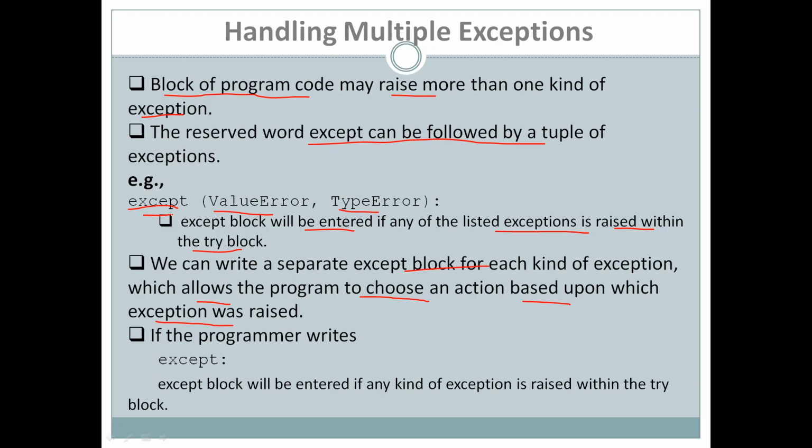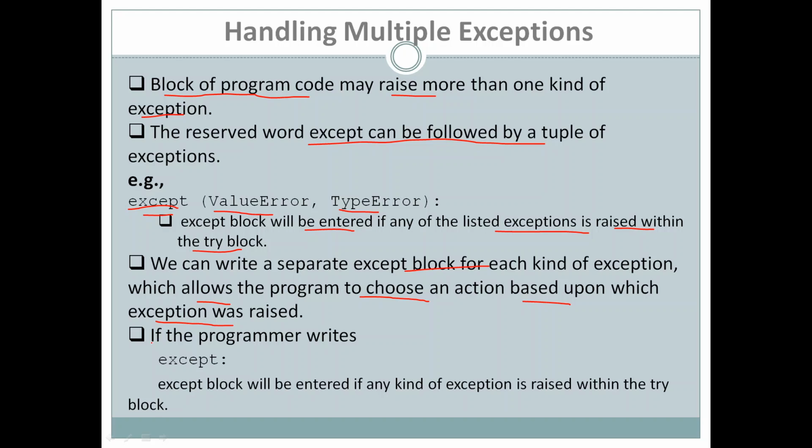Like in Java, we can include multiple catch blocks. In a similar way, in Python we can include multiple except blocks. Every except will handle a particular type of exception. So for example, I may say except value error and some block of code. Then I may say again except type error, again some block of code. So like this we can have separate except blocks for each kind of exception.